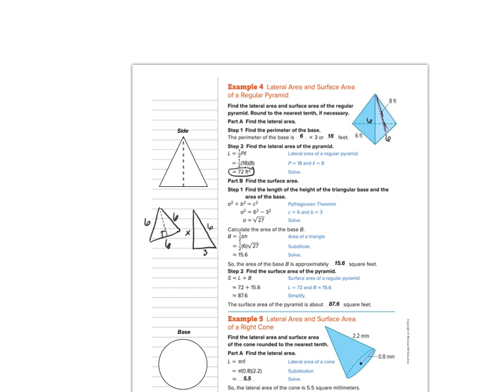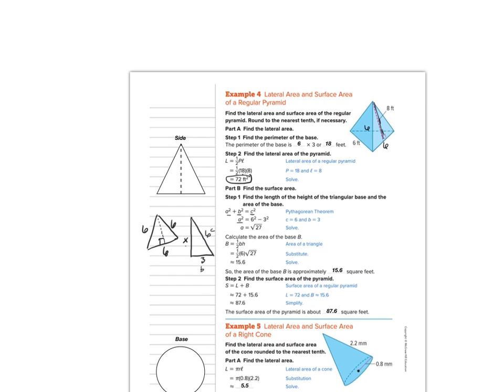I can use the Pythagorean theorem, and that's what they did. They said a squared plus b squared equals c squared. I am trying to find this missing side, and this would be b, this would be c, and they came up with the height is the square root of 27. So that's what they ended up coming up with. When they did that, there was a formula for the area of the base, and now they have the height.